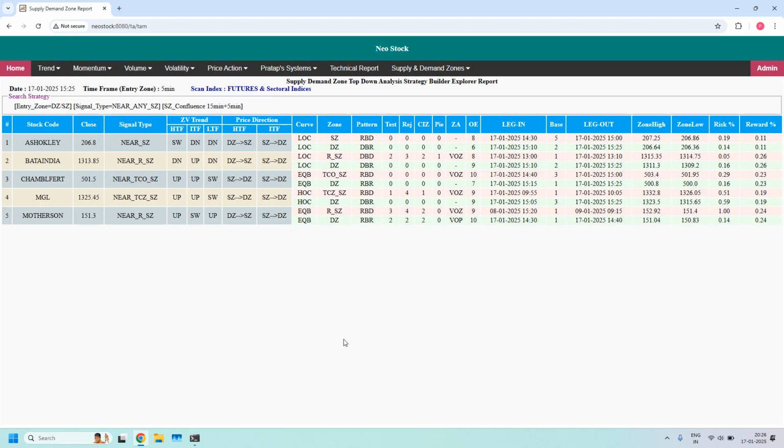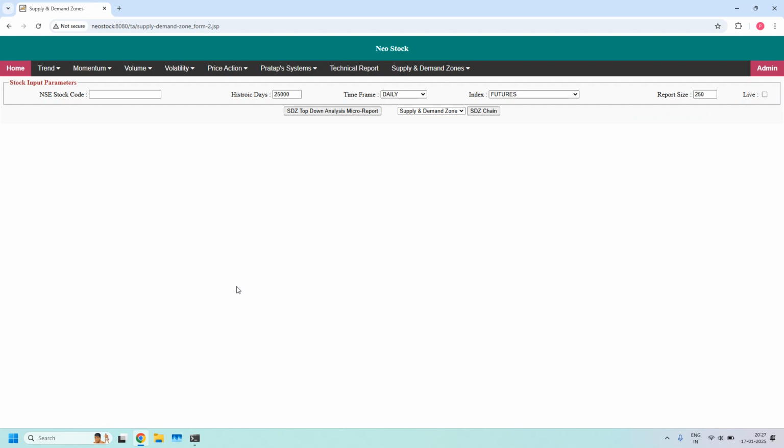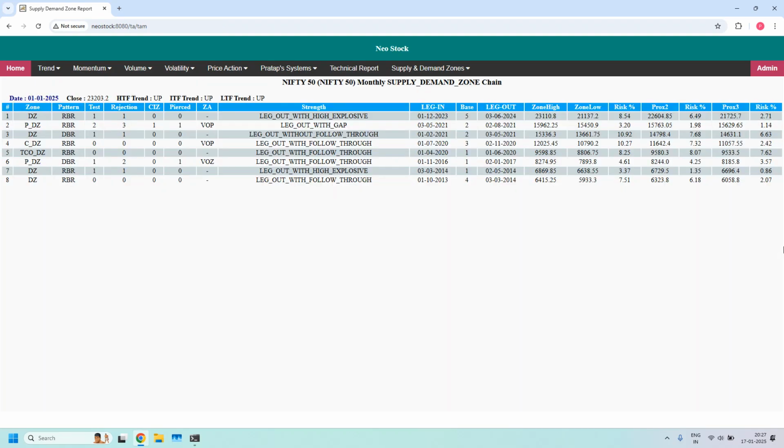Now we will generate NIFTY and BANKNIFTY supply demand zone chain. Let us start with NIFTY. Generating monthly supply demand zone chain for NIFTY. So this is a NIFTY monthly supply demand zone chain.